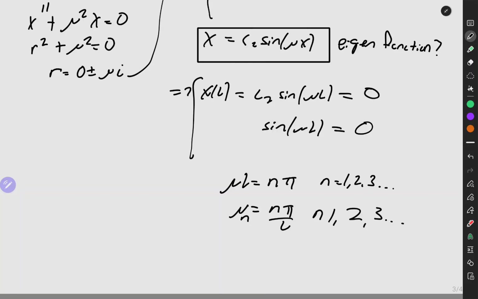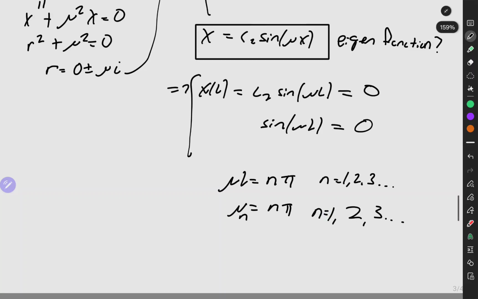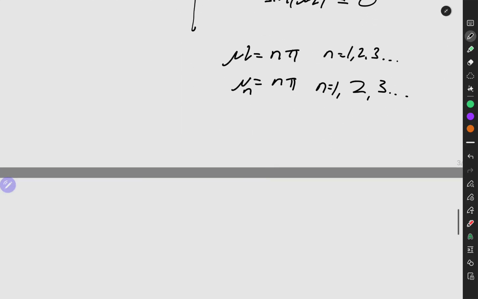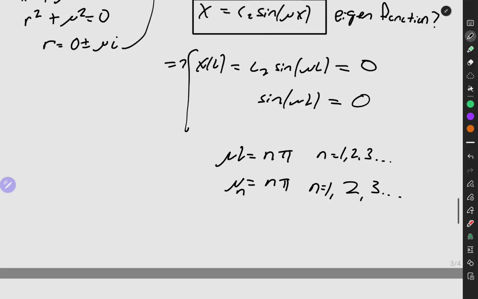We have mu1 would be pi over 2. Mu2 would be pi. Mu3 would be 3. Wait, what am I doing? That should not have been over 2. Sorry. Mu1 would be pi. Mu2 would be 2 pi. Mu3 would be 3 pi. See what I mean? That's why we denote it with n. So this would give us a value for x. This means we would have a non-trivial x. So that makes us happy, right?